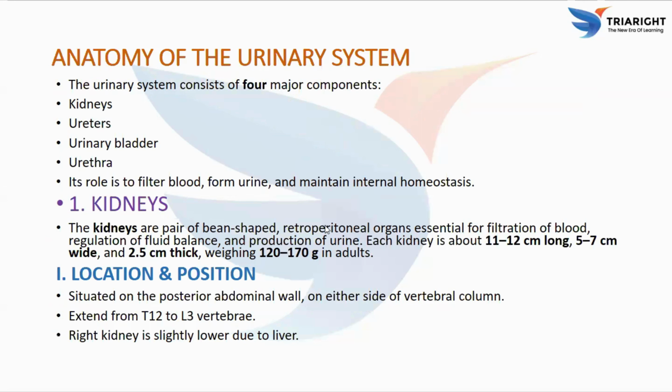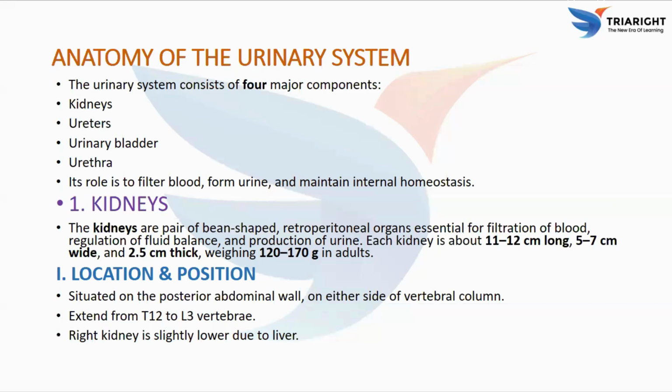So coming to the first part of the urinary system, kidneys. I already told you that kidneys are the most important organs of the urinary system. So what is the shape of the kidneys? They are bean shaped. Where are these kidneys located? They are found behind the abdominal cavity. This area is called the retroperitoneal space. These kidneys sit on the posterior abdominal wall, one on each side of the spine.